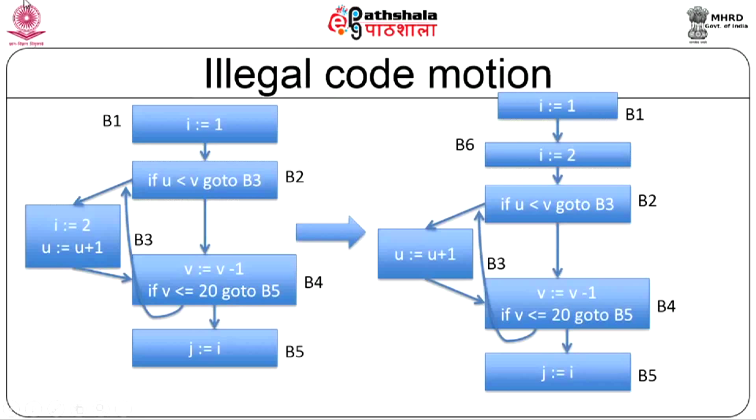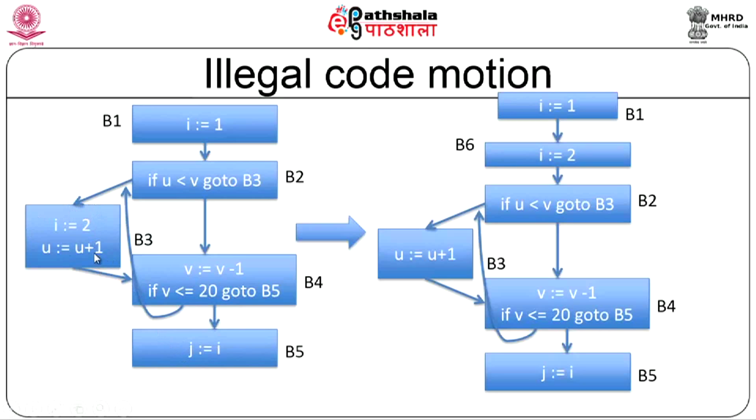Now, for example, here is a case of illegal code motion. I am defining I = 1 here, and checking whether u < v, go to B3. If not, it will compute v = v - 1, and then compute j = I after this condition is satisfied, and then go back to B3. Now, an alternate path will assign I = 2 and u = u + 1. This I = 2 is an assignment statement, so it can be identified as loop invariant. Here j = I is defined.